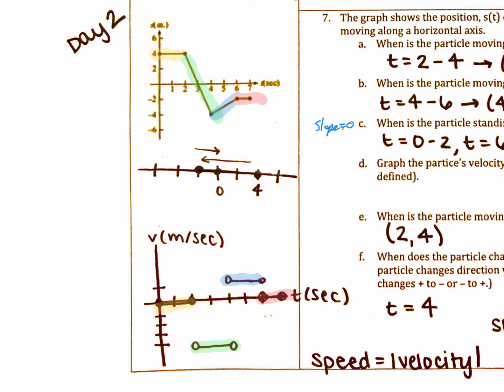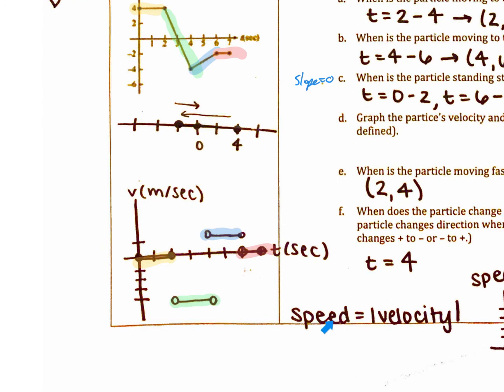When we're doing velocity, it's possible to have positive and negative velocity. Velocity is direction specific, meaning positive means you're moving forward, negative means you're moving backwards. Speed, on the other hand, is always positive. So speed is just the absolute value of velocity. So velocity indicates direction with positive or negative. Speed is just the overall absolute value number.